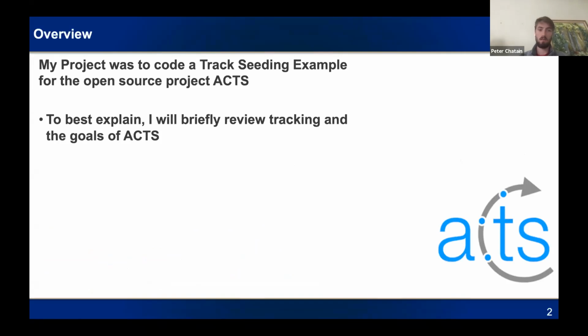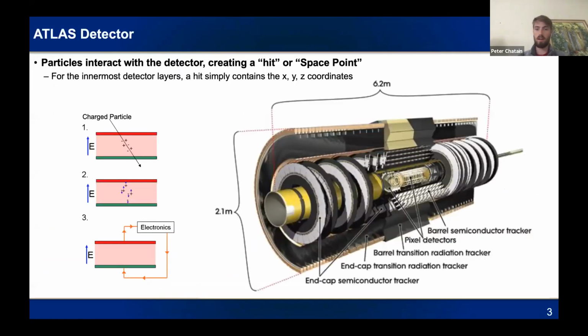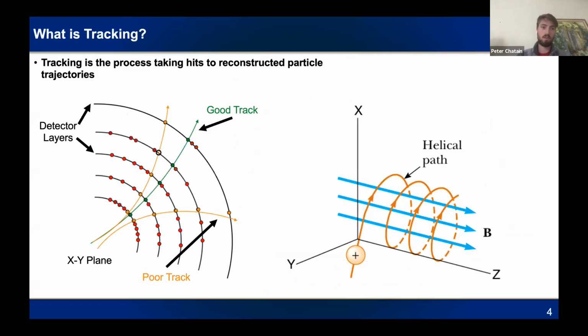And to best explain, I'll briefly review tracking and the goals of ACTS. So inside a particle collider, when the particles collide, thousands of other particles are created. And the charged particles, as they move through the detector, create hits, or what are called space points. And these simply contain the XYZ coordinates of where that particle was at that time. And so tracking is the process of taking these hits to reconstruct particle trajectories. And because there's a magnetic field inside of the detector, the charged particles will move in a helical path.